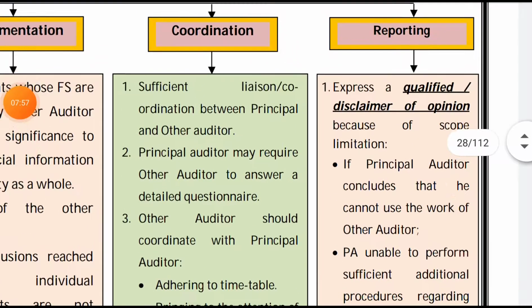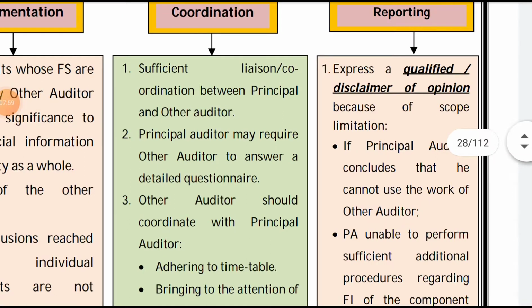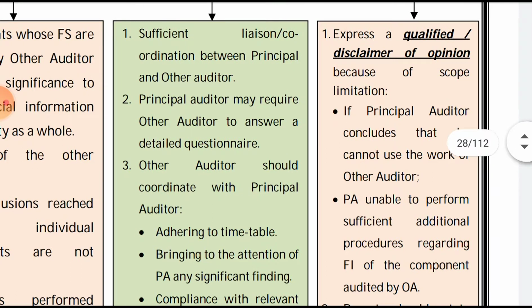And the last concept is reporting. Reporting is much simpler. Firstly, the principal auditor expresses a qualified opinion or a disclaimer of opinion because of a scope limitation. If a principal auditor faces a scope limitation, basically this can be because of two reasons.